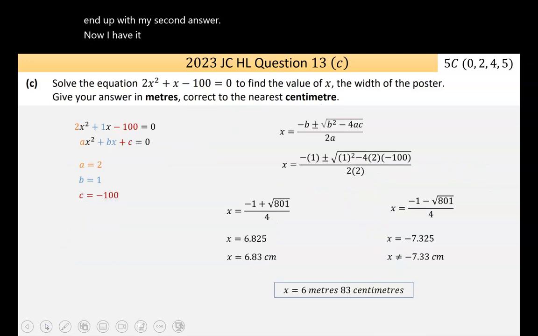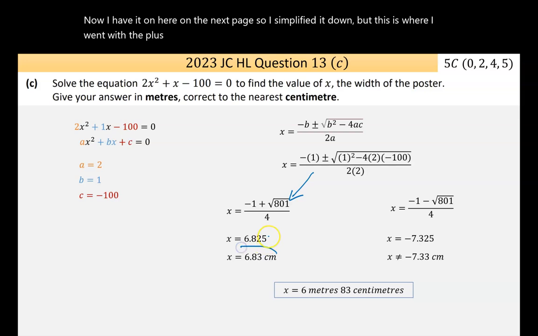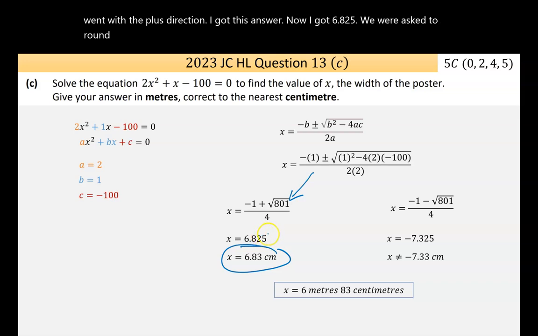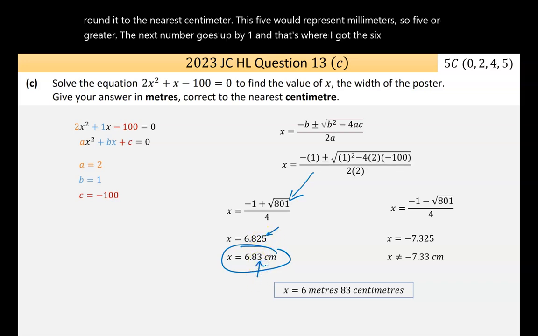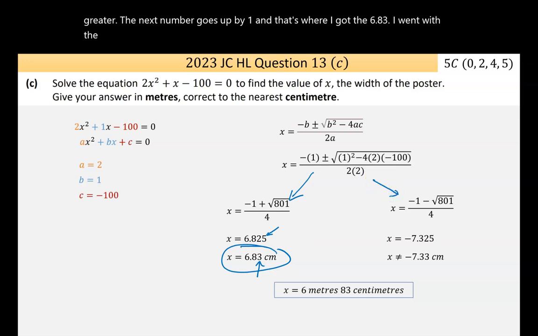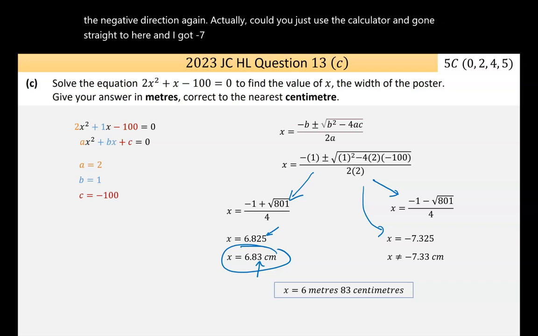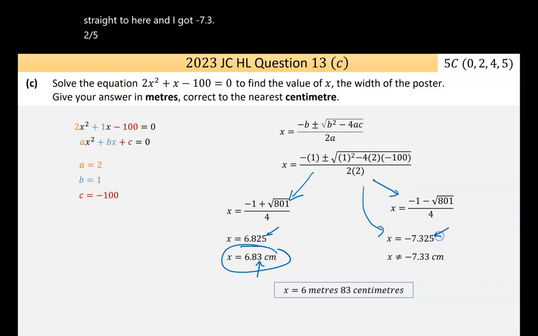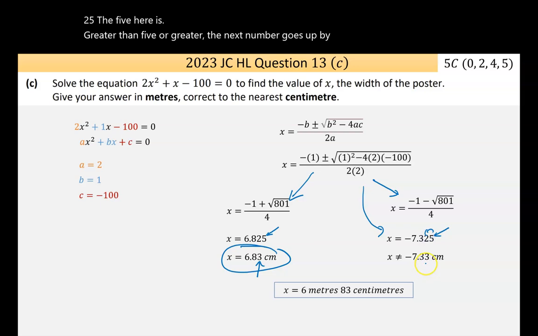Now I have it done here on the next page. So I simplified it down, but this is where I went with the plus direction. I got this answer. Now I got 6.825. We were asked to round it to the nearest centimeter. This 5 would represent millimeters. So 5 or greater, the next number goes up by 1, and that's where I got the 6.83. I went with the negative direction. Now again, I could have just used the calculator and gone straight to here. And I got negative 7.325. The 5 here is 5 or greater, so the next number goes up by 1. Okay, and I got 7.33.